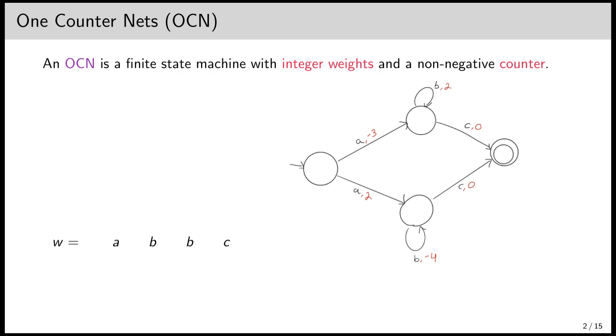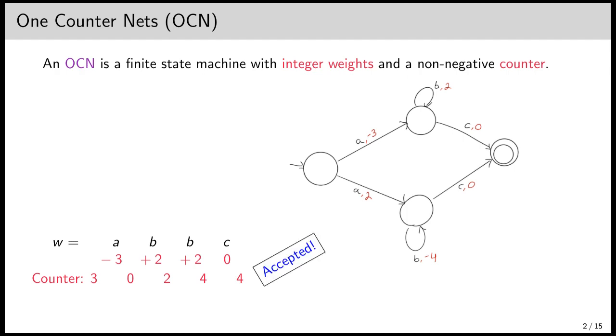For example, suppose we are given the word A, B, B, C, and suppose we start the counter with the initial value 3. Then, a possible run on it progresses like so, ending up in the accepting state with weight 4, and the counter never becomes negative. However, the run that proceeds to the lower branch cannot continue to read A, B, B, since it would cause the counter value to become negative.